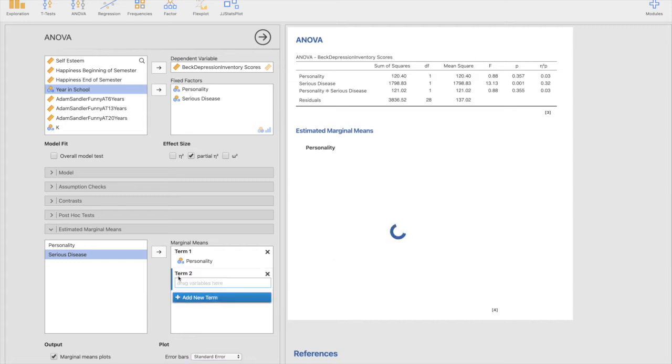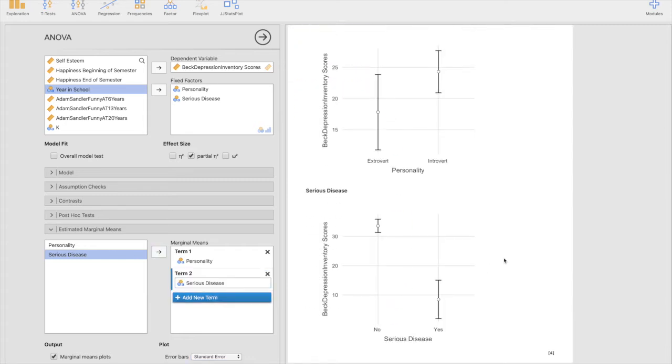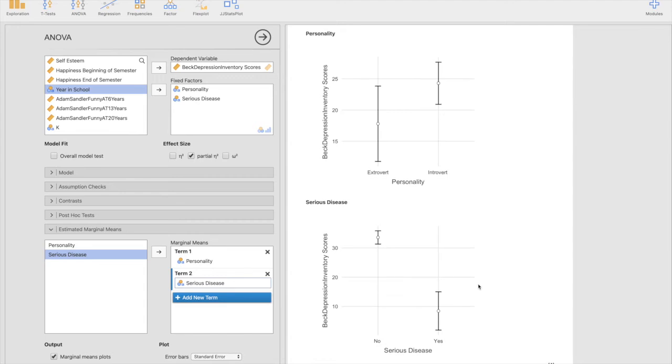Let's make our graph for our main effect of serious disease, which was significant. This is one we're really interested in, and we want to look at this.